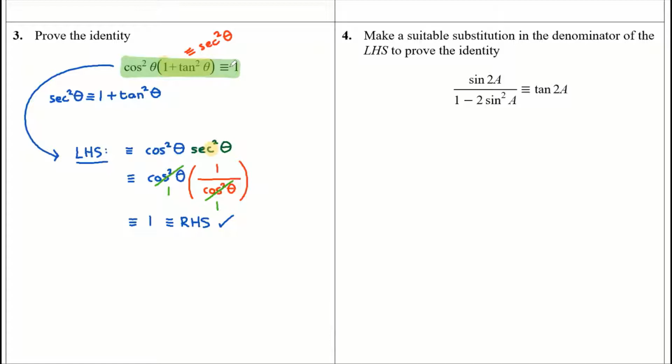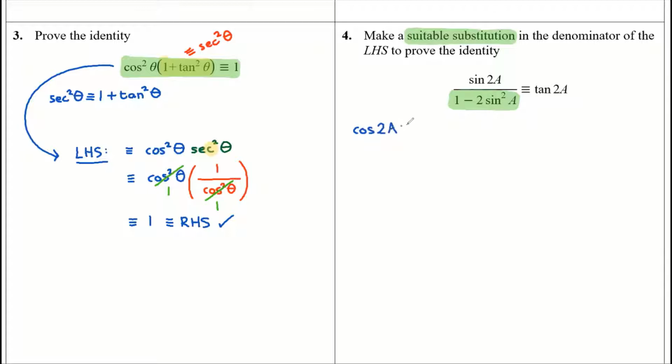Now, question 4. Again, we're told to make a suitable substitution here, this time in the denominator of the left-hand side. You won't normally be told that. It will just be a case of identity spotting. So is there an identity that we can use for this? If you're not familiar with your identities, you might be thinking, isn't that cos squared A? Well, the answer is, of course, no. But there is a similar identity.